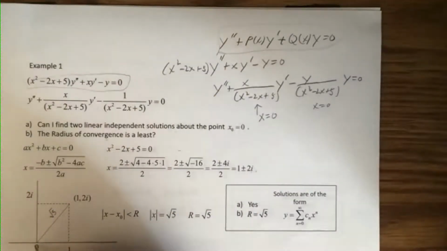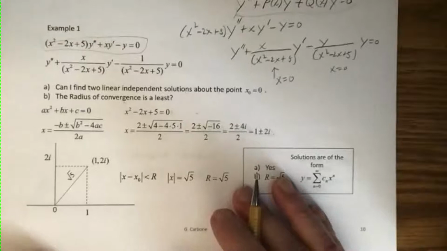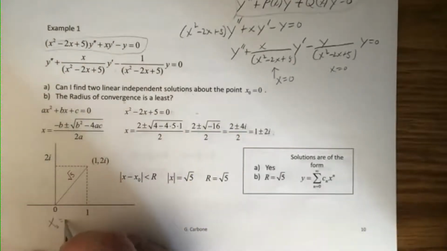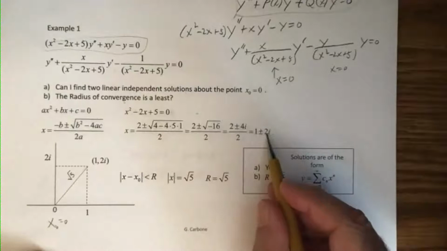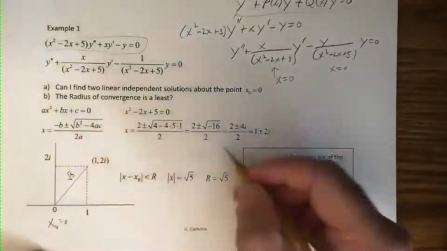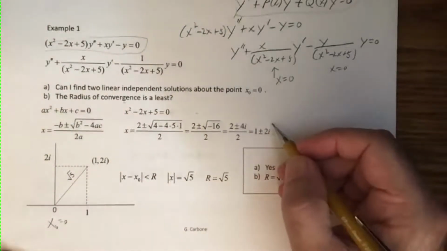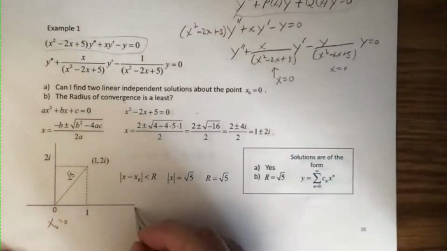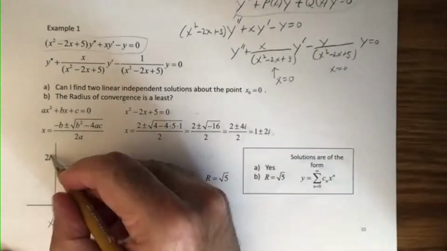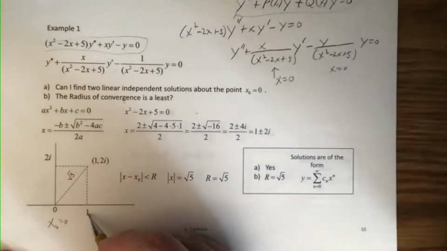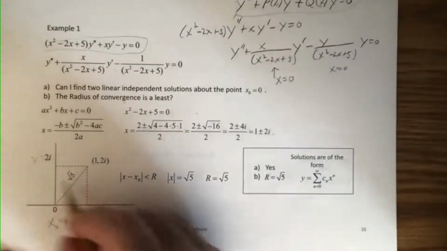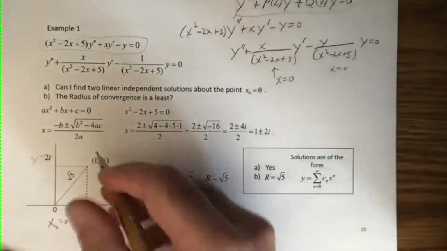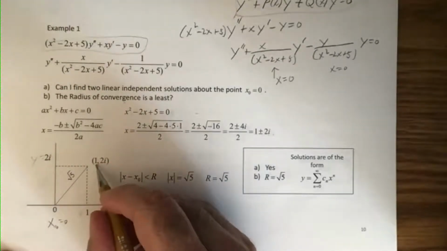Now the point x equal to 0 is here, right? And so this is my point. If I do it in the imaginary plane, this would be 2i, and this would be x, and this would be y. The distance here, right? This point is 1 comma 2i, right?